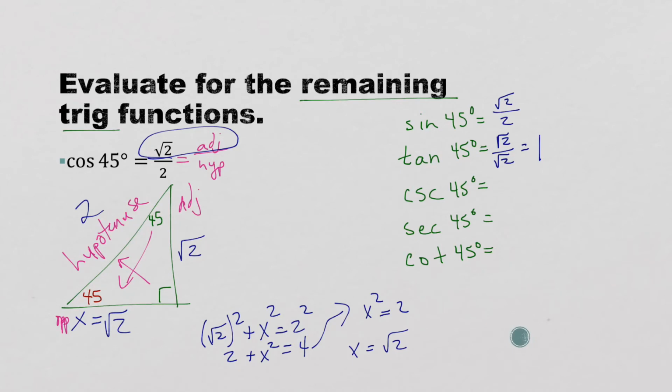Cosecant is a reciprocal of sine. So I get 2 over the square root of 2. Now I remember I have to rationalize. I cannot have a square root at the bottom. So I multiply by the square root of 2 over square root of 2, and I get 2 square roots of 2 over 2. Well, secant is also a reciprocal of cosine, which is also going to give us 2 over the square root of 2. So we're going to end up with the same thing when we rationalize. And cotangent is the reciprocal of tangent. Well, the reciprocal of 1 is just 1.